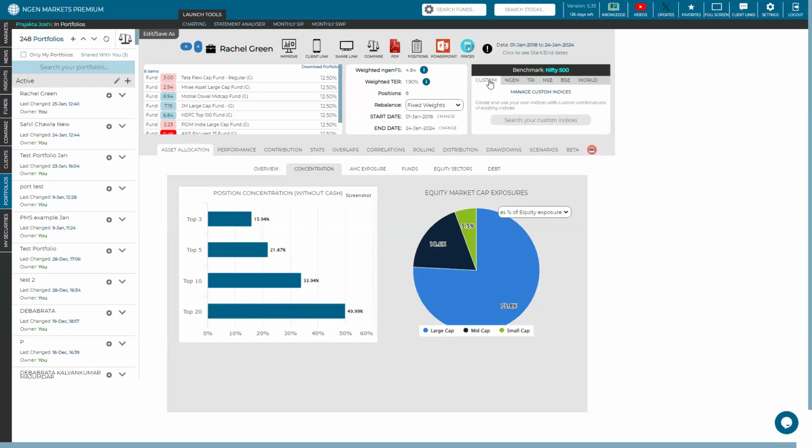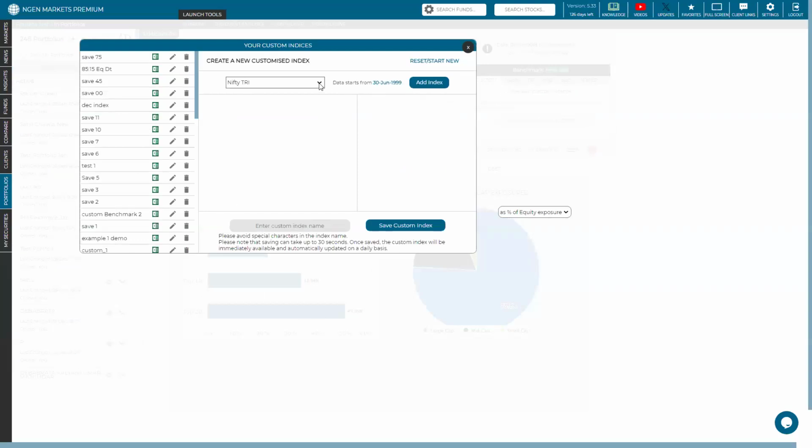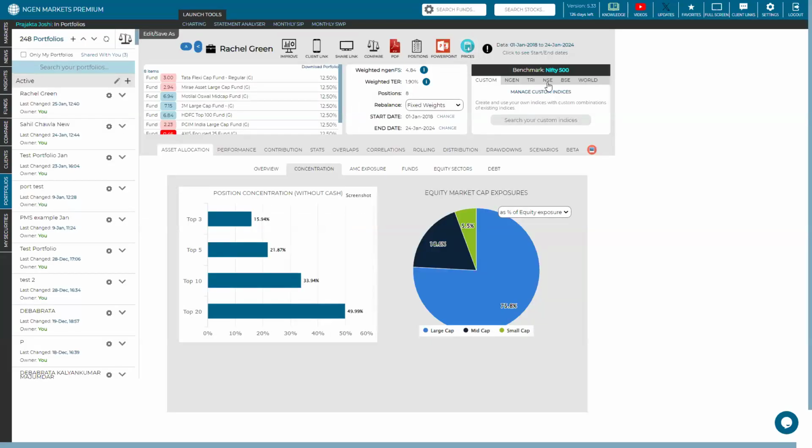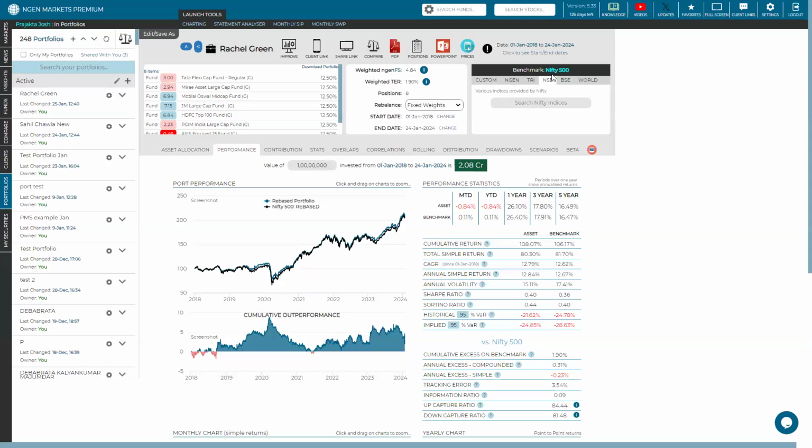Alternatively, you can go here in custom benchmarks and actually click on add a custom index. Give an allocation as per the current market cap exposure of the portfolio, and then choose that as the benchmark to benchmark the portfolio against. That's possible. Okay, let's now consider, for example's sake or as a use case scenario, Nifty 500. So I'm going to benchmark the portfolio performance against Nifty 500 as my benchmark.